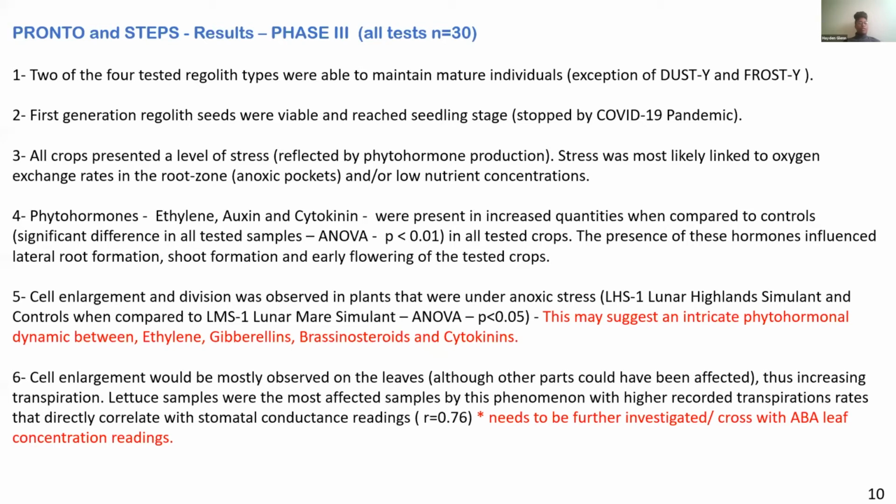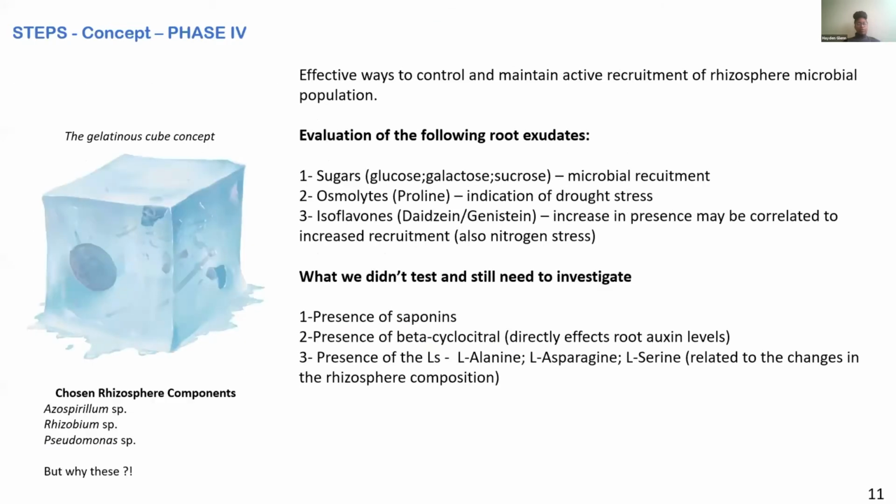We also saw cell enlargement and division observed under the anoxic stress. The cell enlargement was mainly in the lettuce leaves, and higher cell enlargement equates to higher transpiration levels. This is a stage we're working on right now.